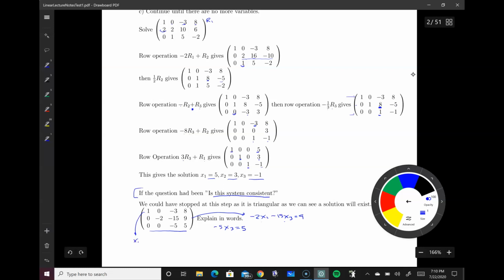And this row here would have said x1 minus 3x3 equals 8. And I could have used the information here and plugged it in. So I could see a solution is there. So this triangle of zeros shows us that there will be a solution to this system of equations. So this is the place I could have stopped.